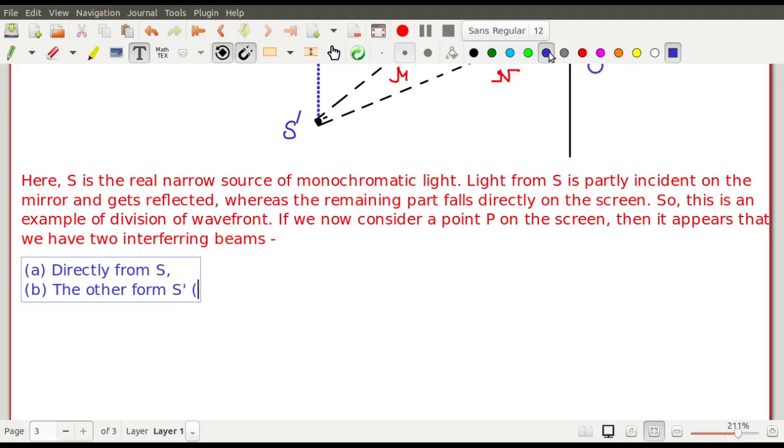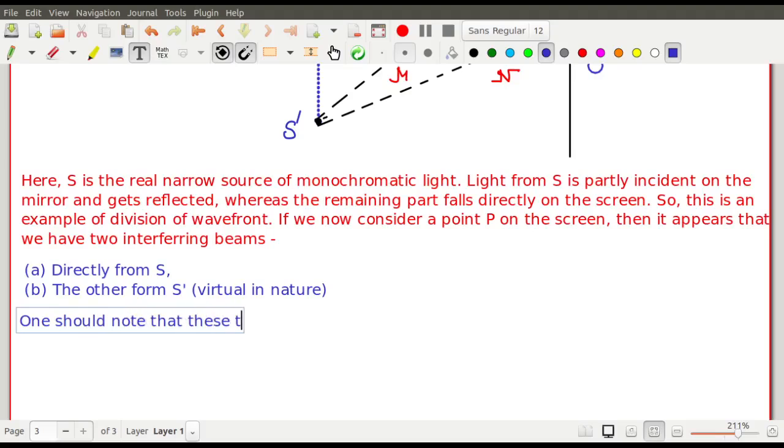S dash is what? Virtual in nature. So one is from S and one is from S dash, which is virtual in nature. Got the idea? ঠিক আছে, এবার তুমি দেখো এই দুটো সোর্স কিন্তু কোহারেন্ট, সেটাও লিখতে হবে। One should note that these two sources are coherent in nature.